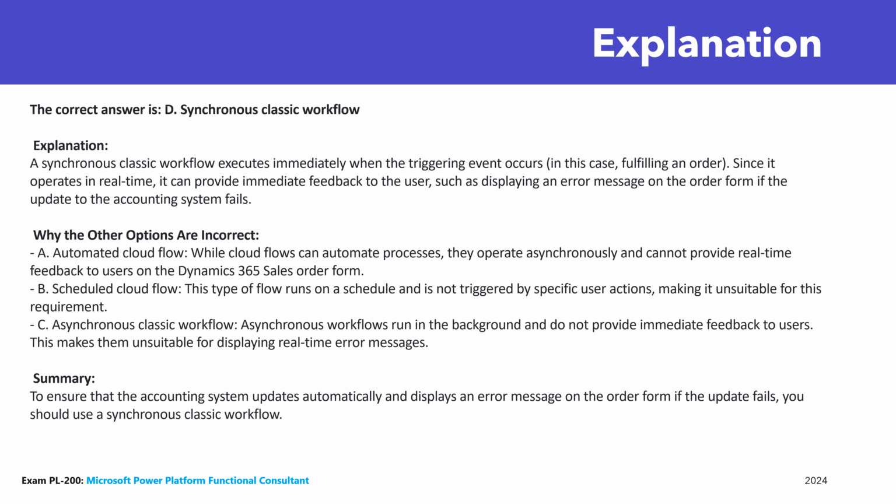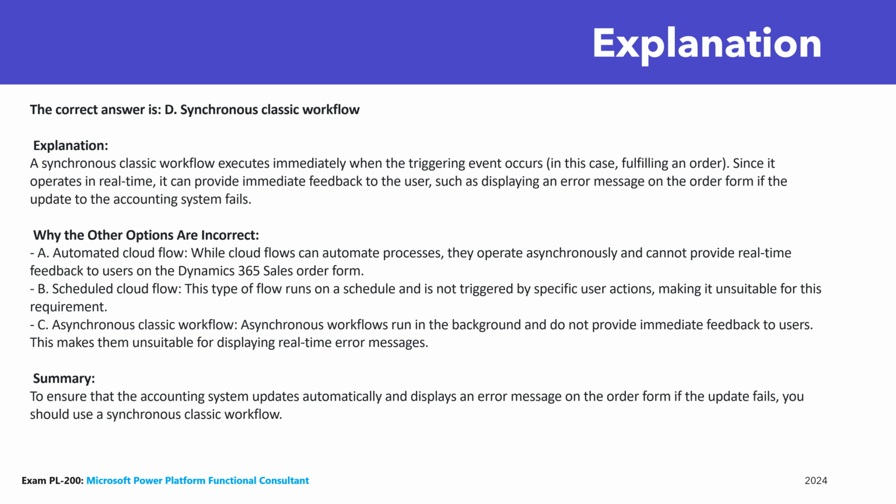B. Scheduled cloud flow. This type of flow runs on a schedule and is not triggered by specific user actions, making it unsuitable for this requirement. C. Asynchronous classic workflow. Asynchronous workflows run in the background and do not provide immediate feedback to users. This makes them unsuitable for displaying real-time error messages.